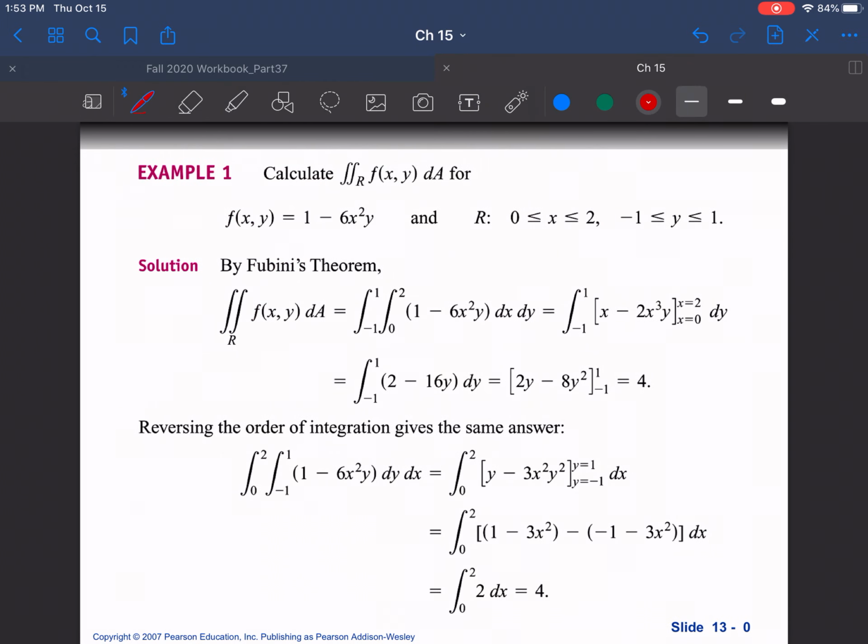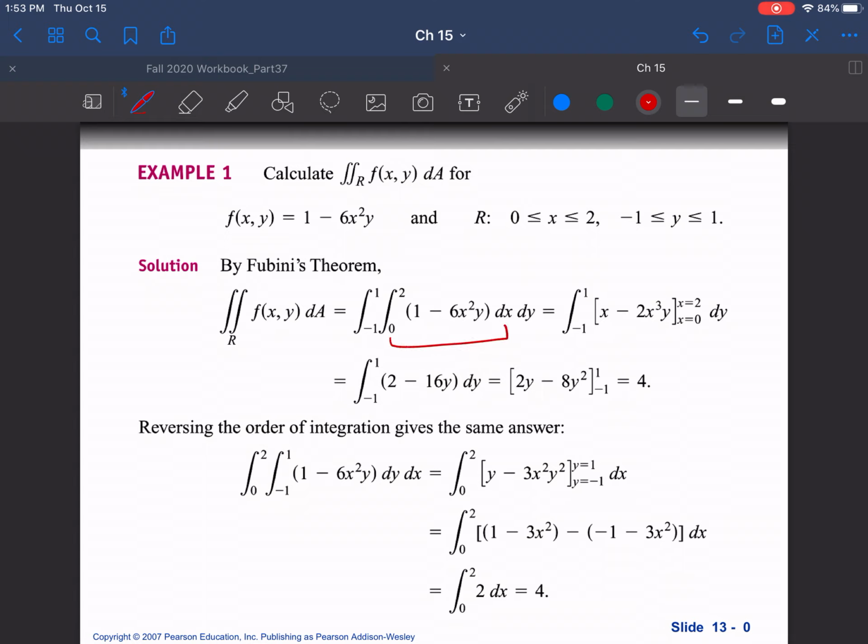We want to calculate the volume underneath this square region, underneath that surface there. We're given that the function is 1 minus 6x squared times y, and the rectangular area underneath it that we're interested in is from x 0 to 2 and y negative 1 to 1. So if we use this theorem, we can integrate on x from 0 to 2.